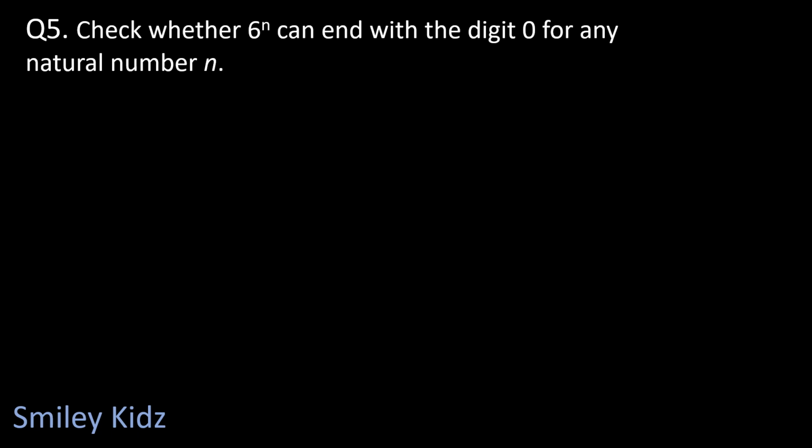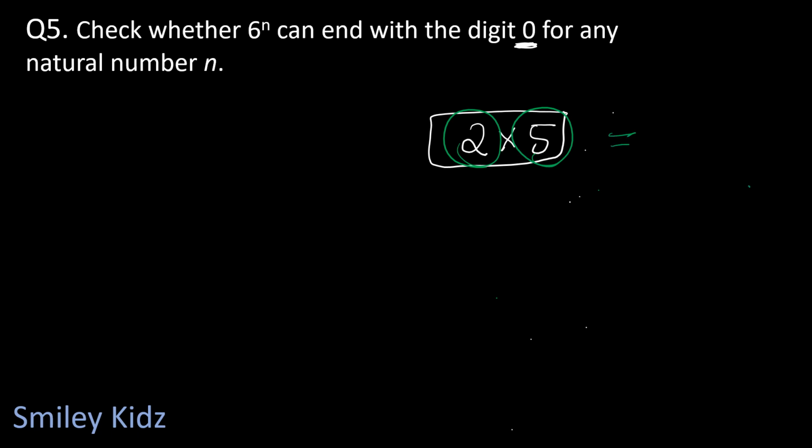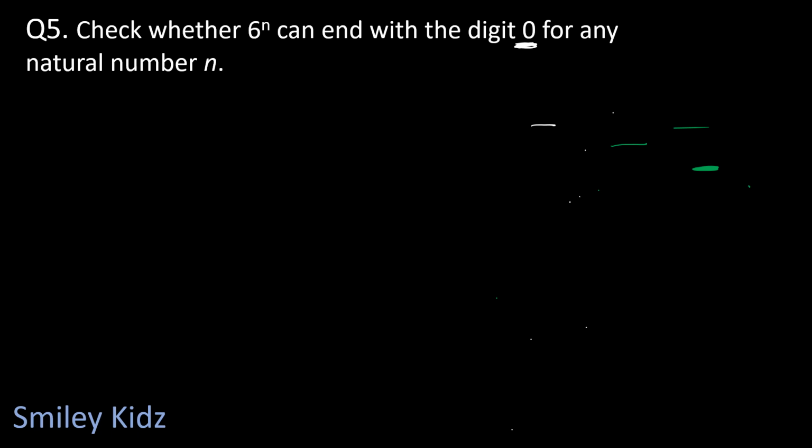See, it's a very simple logic here. For any number to end with the digit 0, we need the prime factors as 2 and 5. For any number to end with 0, the prime factors must be 2 and 5, isn't it? Now 2 times 5 is what? 10, isn't it? And it's resulting with 0 as its end of the digit, isn't it? Now, here the question asks, can 6 power n end with 0? We know that the prime factors of 6 are what? 2 and 3.